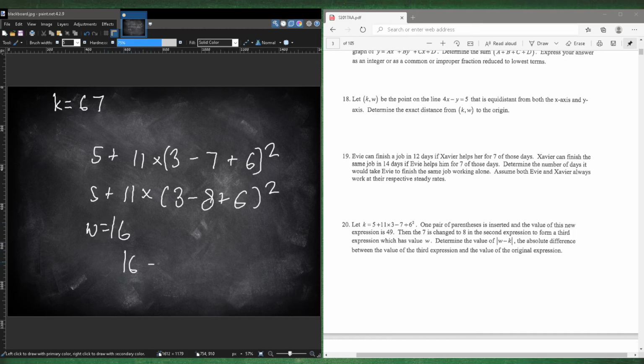So w minus 67 is negative 51. And then we take the absolute value of it, so that's 51. And that's your answer for number 20. So all you had to do is just use a little bit of logic.